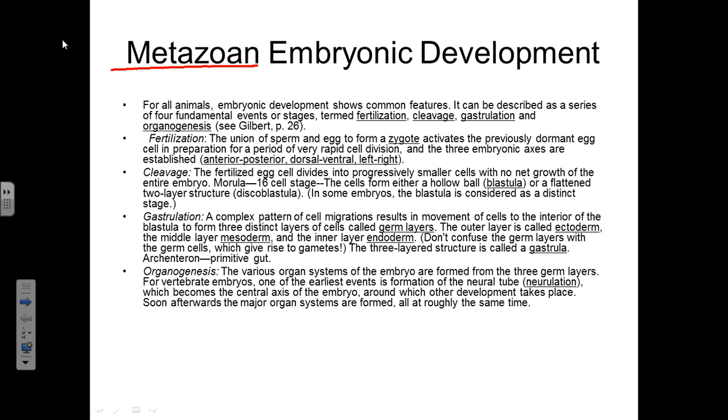So step 1 of this process of embryonic development, fertilization: haploid sperm getting together with haploid egg to make a diploid zygote. The cell starts splitting really fast, going through rapid cell division, and it's mitosis that it's going through. And it also establishes these 3 axes.